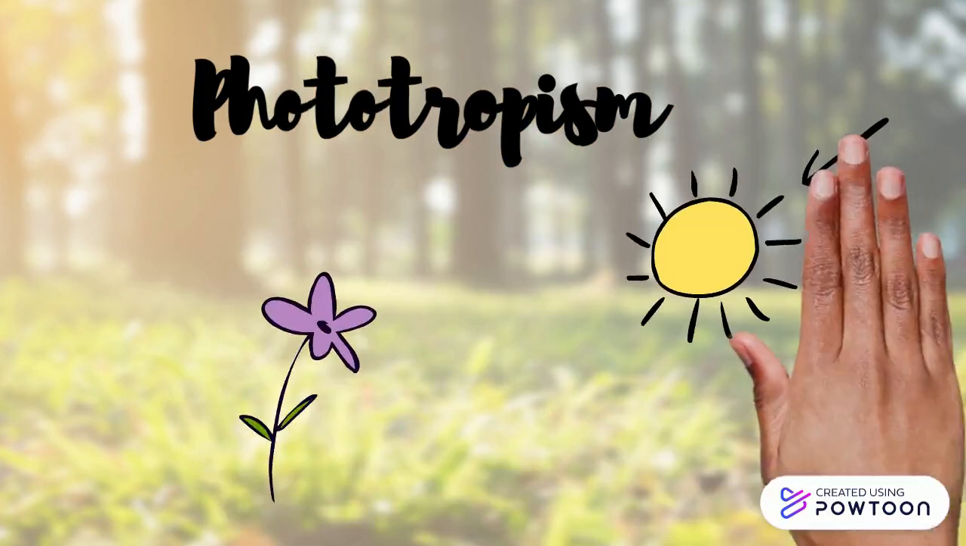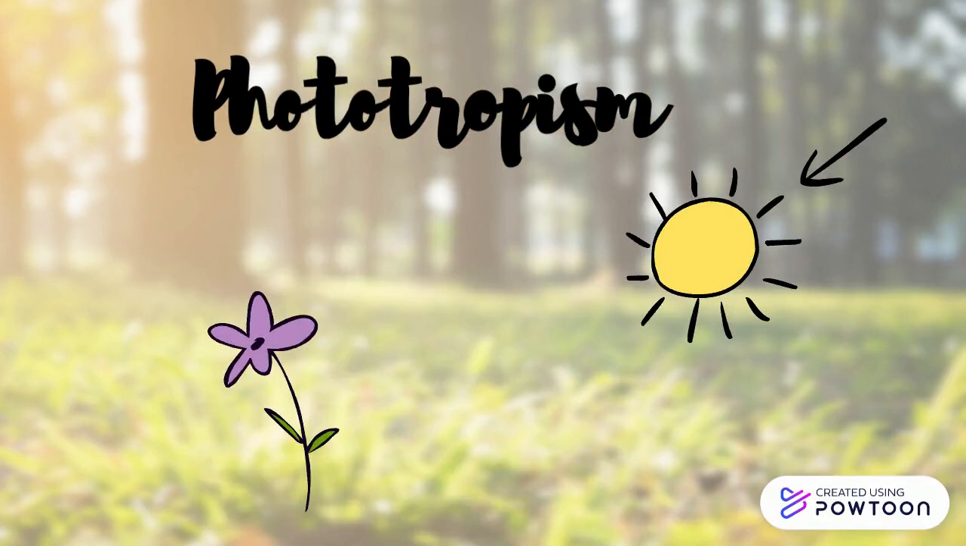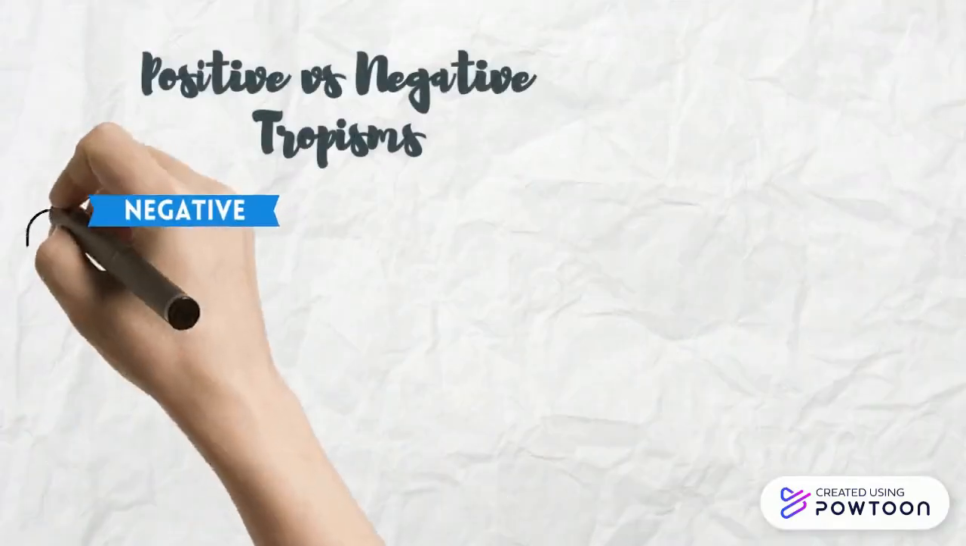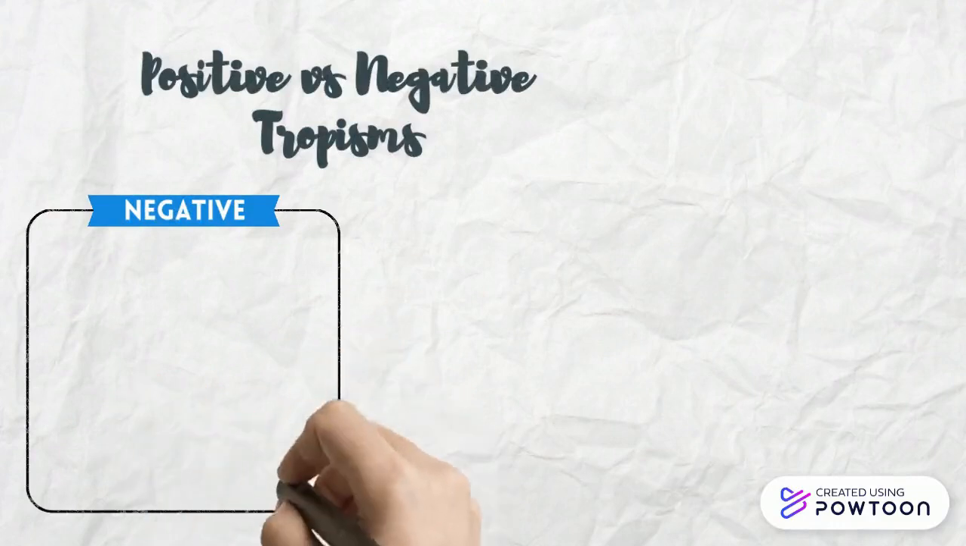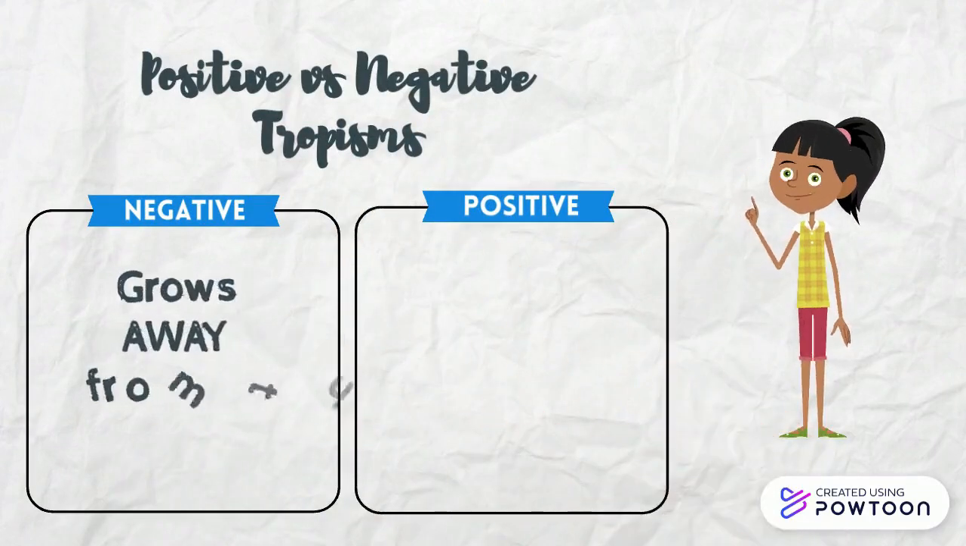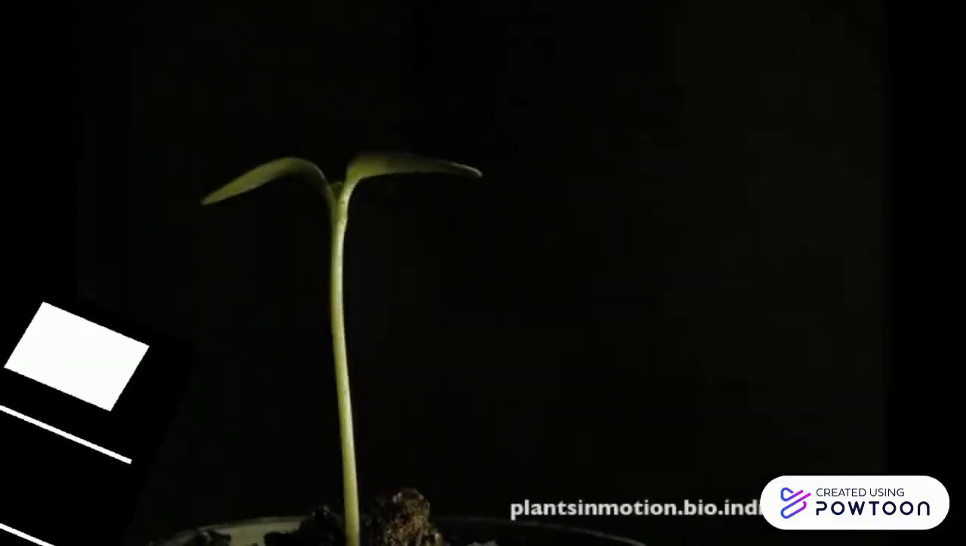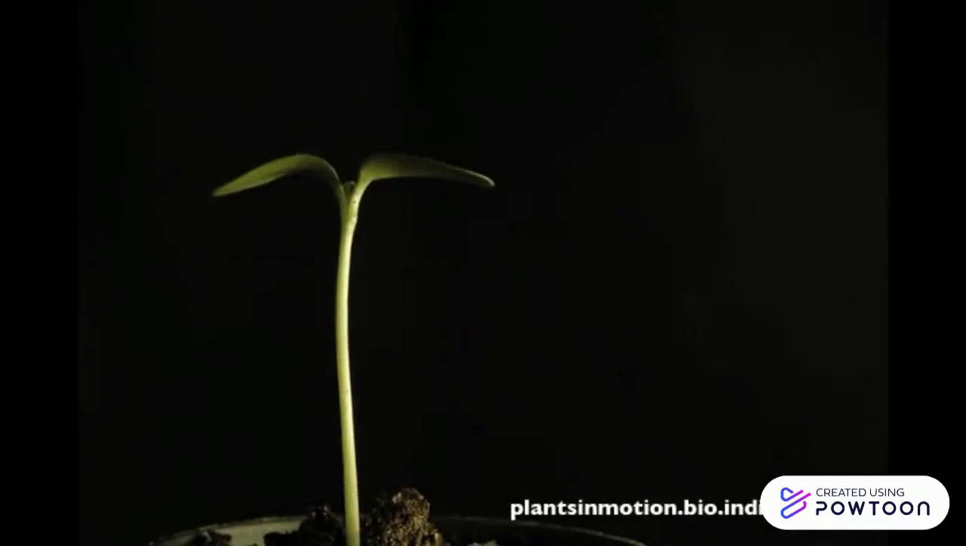So a source of light may attract the plant, and it will either bend towards the light or away from the light. Now, what does that mean? Well, tropisms can be negative or positive. If a tropism is negative, the plant will grow away from the stimulus, and if the tropism is positive, it will move towards the stimulus. While this applies to all tropisms, phototropism specifically is both positive and negative. Here's an example of positive phototropism.